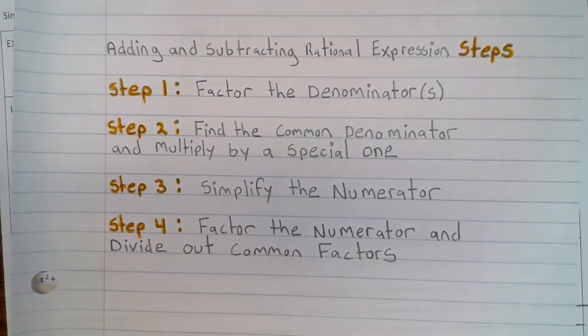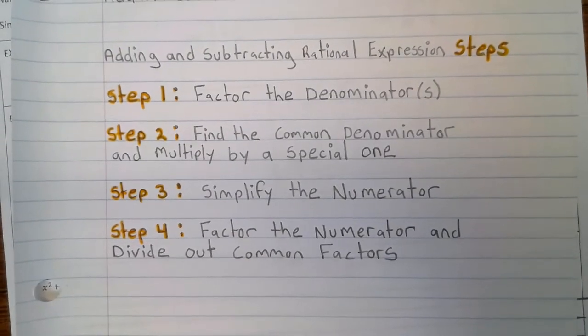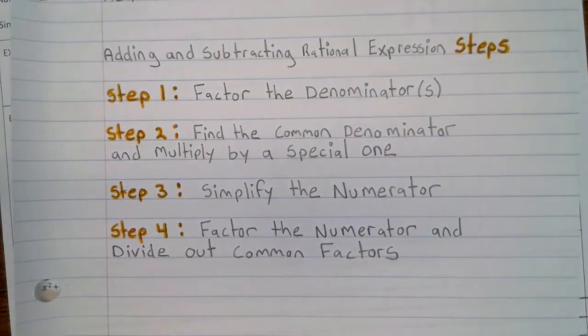Adding and subtracting rational expression steps. Step 1, factor the denominators. Step 2, find the common denominator and multiply by a special 1. Step 3, simplify the numerator. Step 4, factor the numerator and divide out common factors. All right, so if you would, update your notes. All right, now your notes are updated.